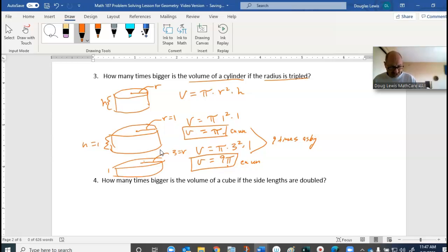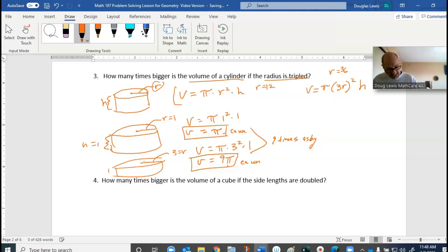Let me show you another way you could do that. Let's just say in general, the volume is pi r squared. If the radius is tripled, you would take that r and replace it with 3 times whatever r is. It doesn't matter what r is. If r was 2, the new radius would be 6, 3 times 2. Or if the radius was 12, this would be 3 times 12, which is 36. So this is always going to be 3 times that radius.